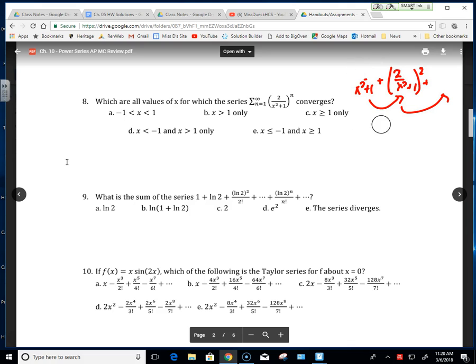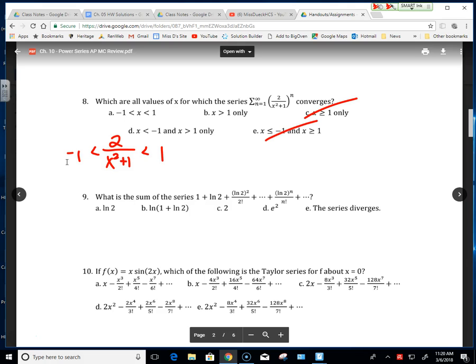What did I just say, or what do you remember about geometric series and convergence? Yeah. 2 over x squared plus 1 has to be in between -1 and 1. Not including, right? Forget the endpoints, who cares? So what can we right away cross off and say, psh, good try? It's not going to be C or E, this is geometric. It can't equal 1 or -1, right?